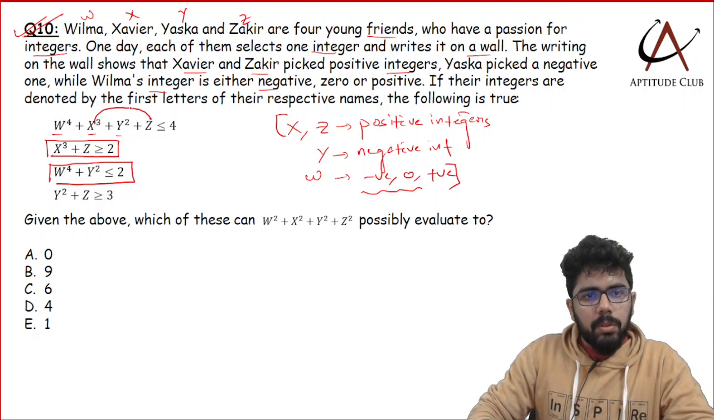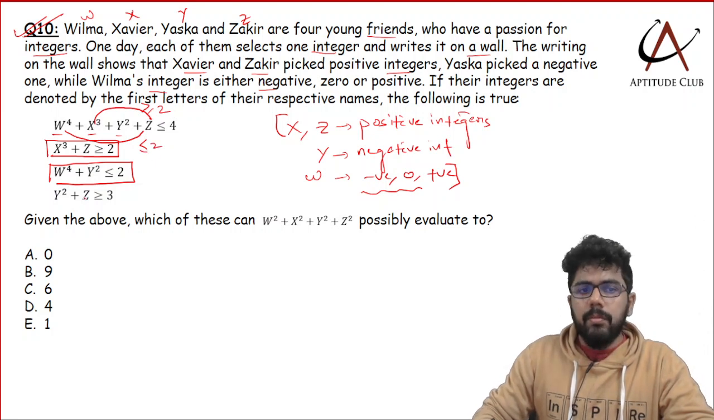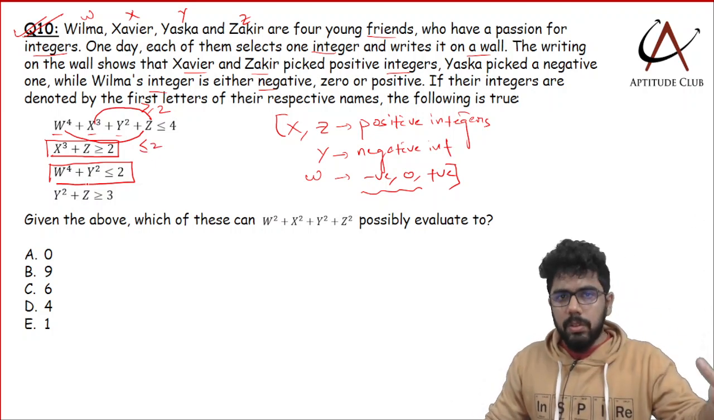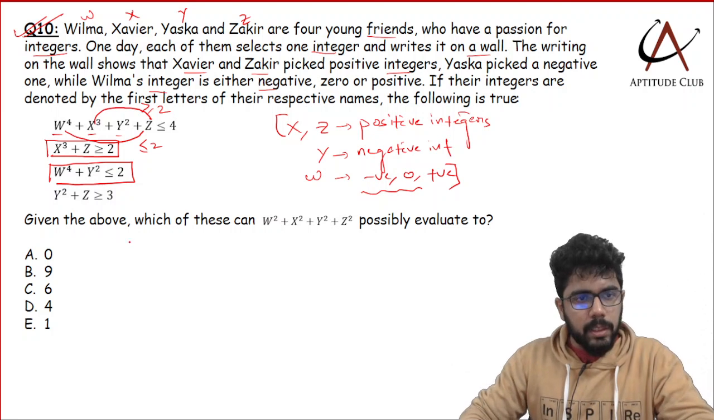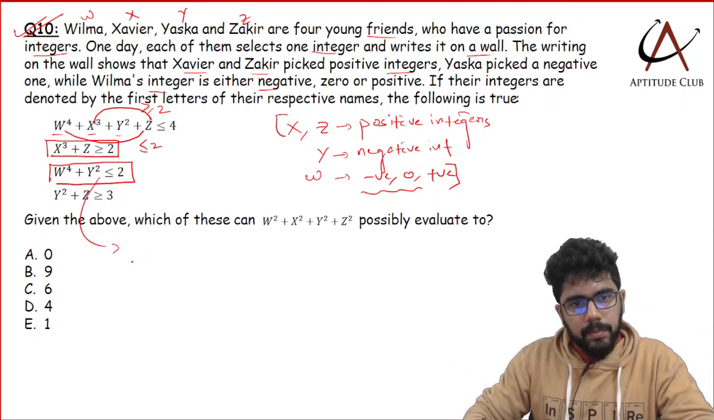मतलब ये दोनों अगर greater than equal to 2 है, तो बाकी के दोनों का सम has to be less than equal to 2. तो ये थर्ड इन्फॉर्मेशन, even if it was not given, it was evident, आ सकता था। तो let us start from here. w to the power 4 plus y square is less than equal to 2.